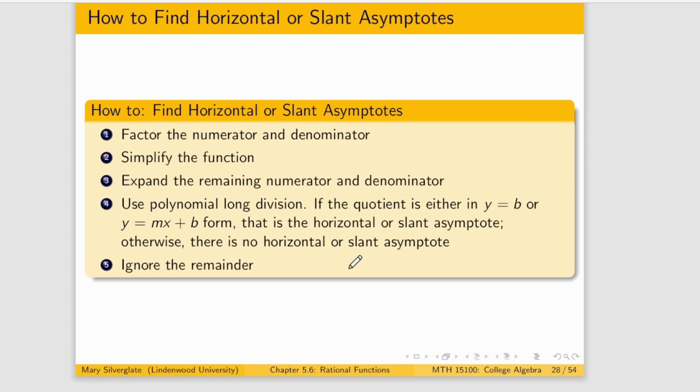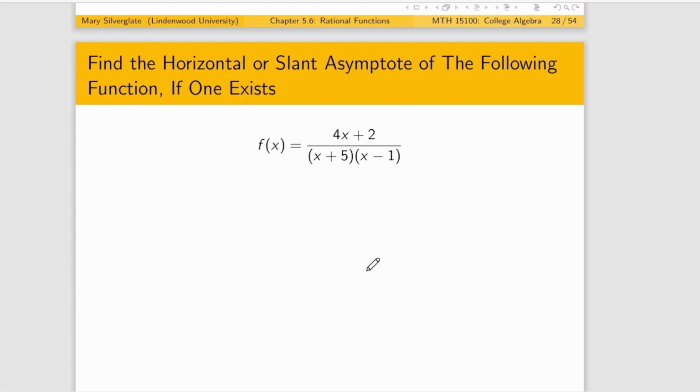So how do you find these? Well, first you want to simplify the function, so if anything cancels out because you've got the same parenthesis divided by the same parenthesis, you want to simplify that first. Then you want to deal with the remaining numerator and denominator and use polynomial long division. When you do the polynomial long division, if you get y equals a number or y equals an mx plus b function, you found the horizontal or slant asymptote, and you just get to completely ignore the remainder. So let's look at an example of that.